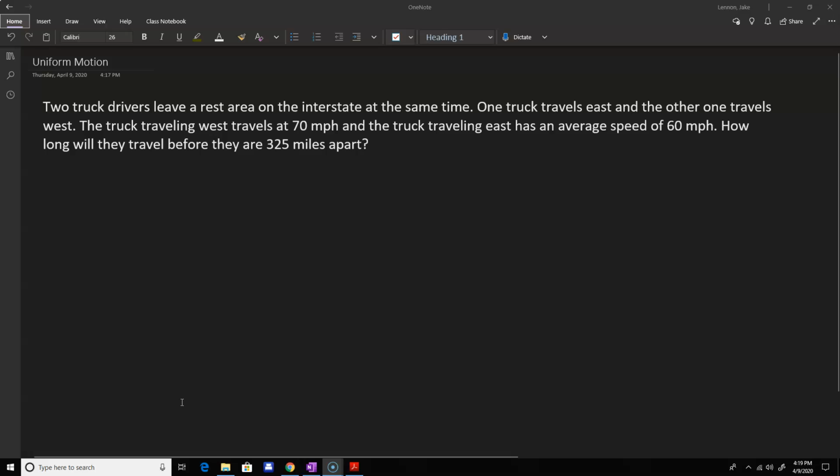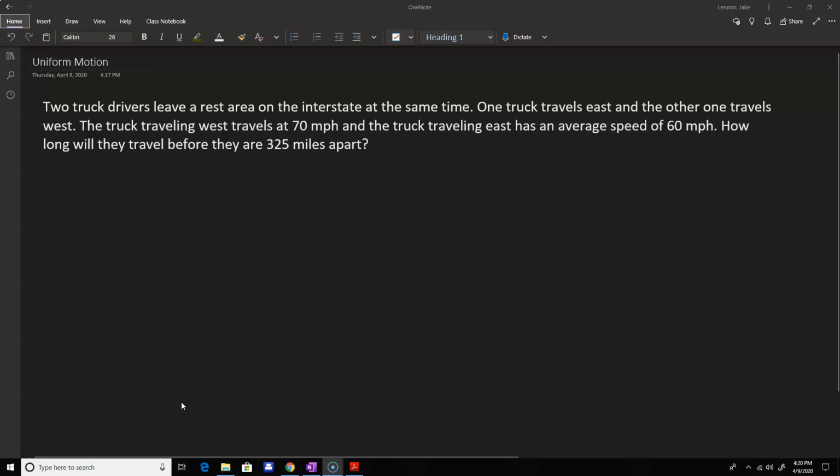So usually what you want to do is just create a chart to organize your information and try and write an equation. So let's go ahead and look at this problem. We have two truck drivers that leave a rest area at the same time. One's going east, one's going west, so they're traveling directly opposite each other. One is traveling west at 70 miles an hour. The other is traveling east at 60 miles per hour. How long till they are 325 miles apart?